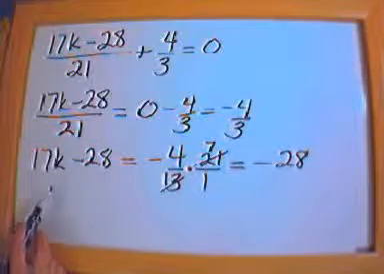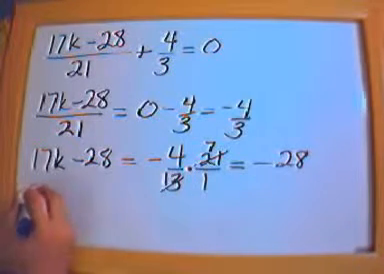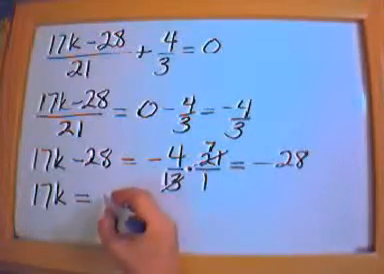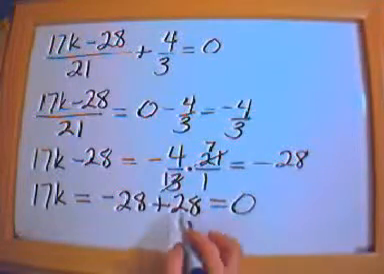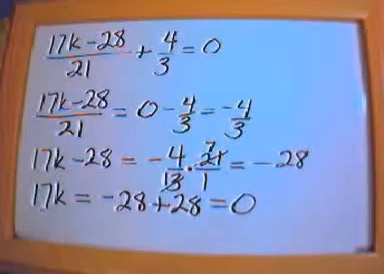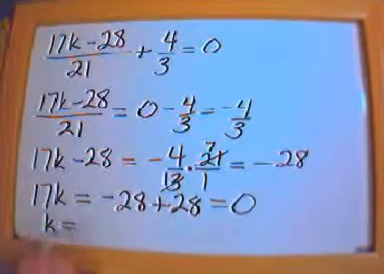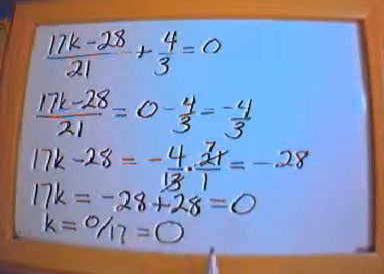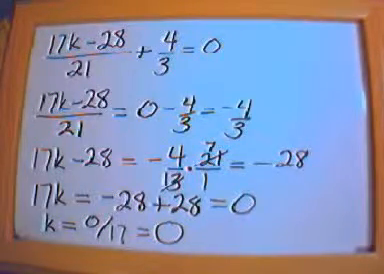Next thing I'm going to do to get k closer and closer to being isolated is get rid of this 28. That's going to leave me with 17k. I'm adding 28 to both sides. 28 disappears here. Minus 28 on the right plus 28 is simply equal to 0. Negative plus positive of the same number always gives you 0. And then, in order to finally get k by itself, I'm going to divide by 17, because I've got a multiplication going on here. k is equal to 0 over 17, and that is always going to be equal to a big fat 0. So after all that work, you're left with 0.